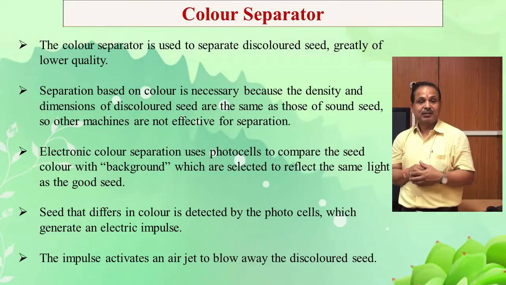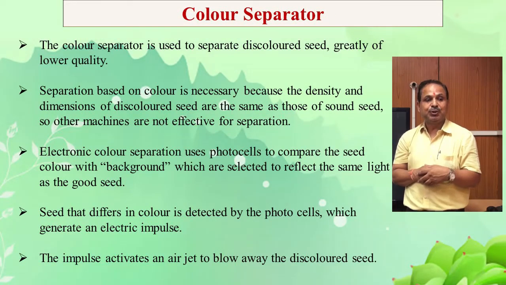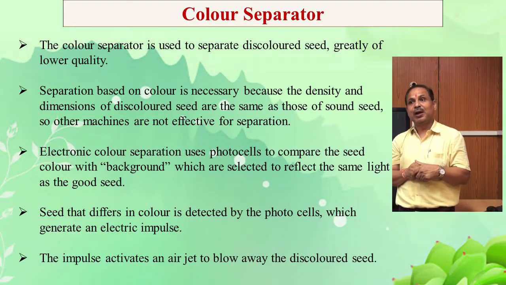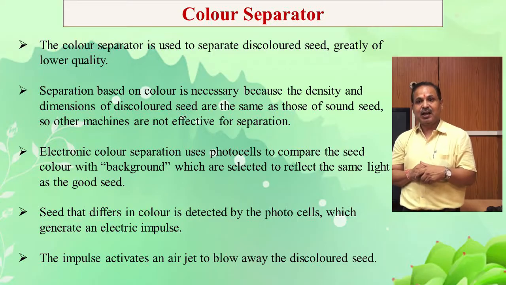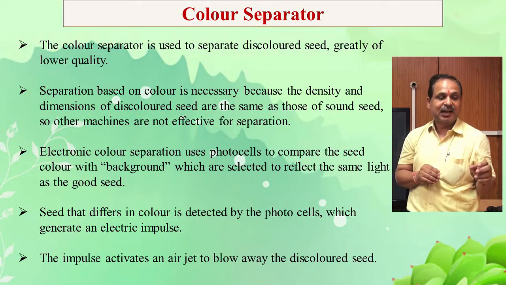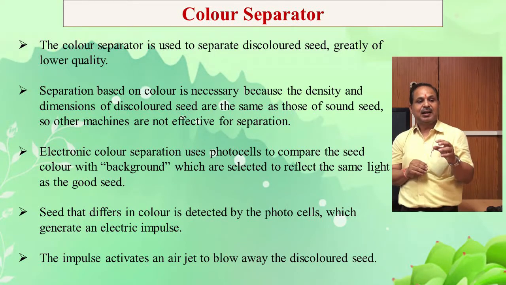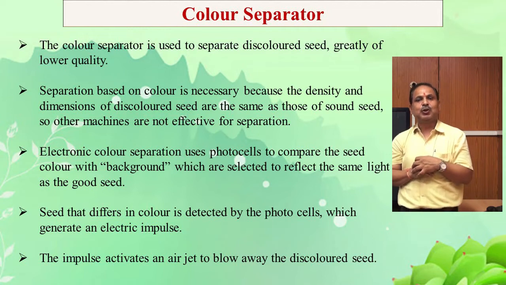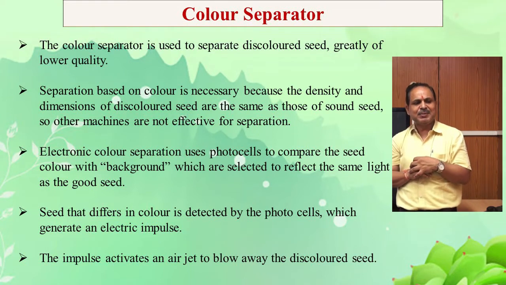Color separator. The color separator is used to separate the discolored seeds, which are of lower quality. The discolored seeds which must be of lower quality should be separated through these color separators. It is based on color because the density and the dimension of the discolored seeds are sometimes the same as those of sound seeds, so other machines are not effective for these separations.